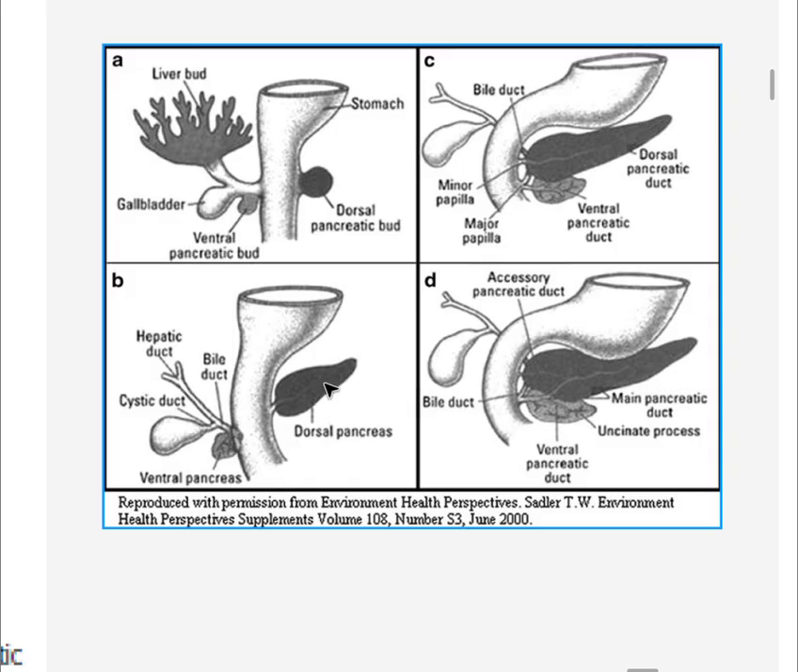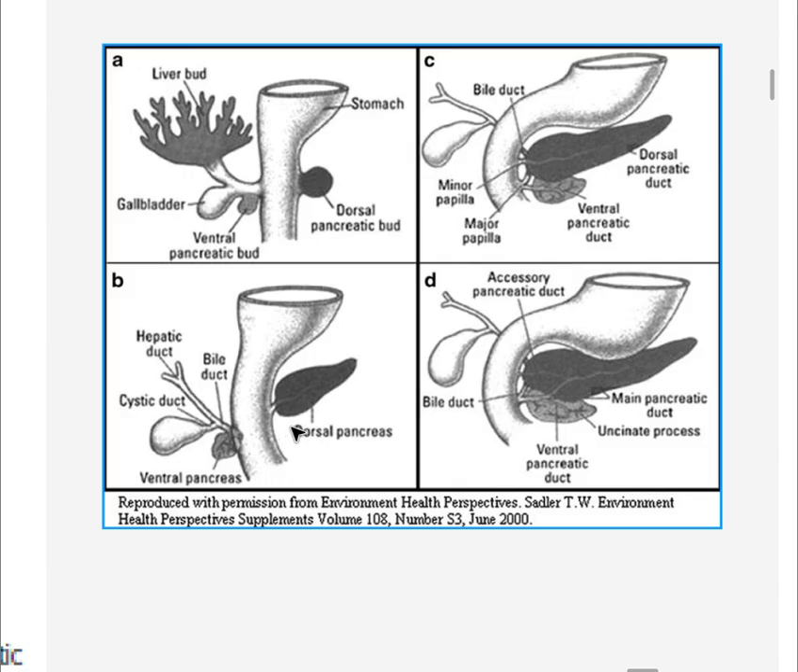Now what happens is the dorsal pancreas goes on to make the main parts of the pancreas, like the body, tail, and part of the head. This entire part is the body of the pancreas, this part is the tail of the pancreas, and this part is the head of the pancreas. But we have another part here, which is the uncinate process. Can you see the uncinate process? So where is the uncinate process going to come from? It's going to come from this ventral pancreas, which is going to rotate and come here.